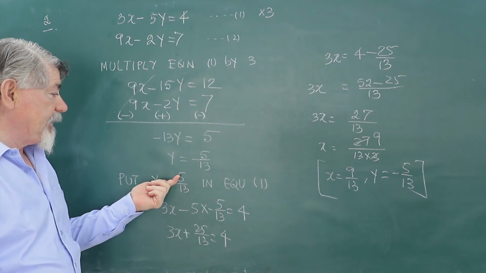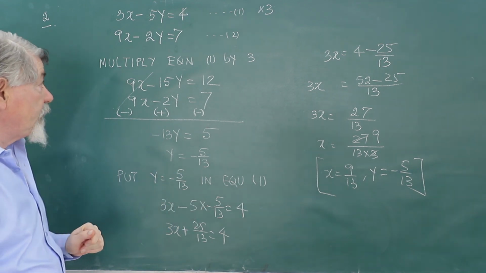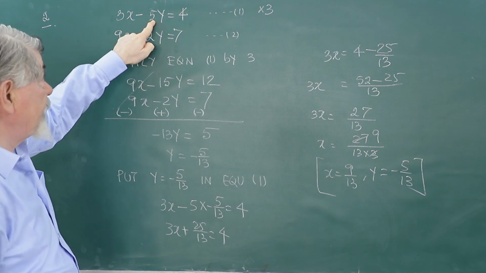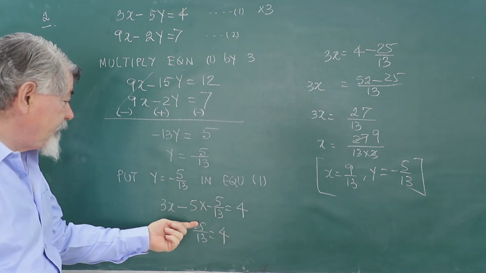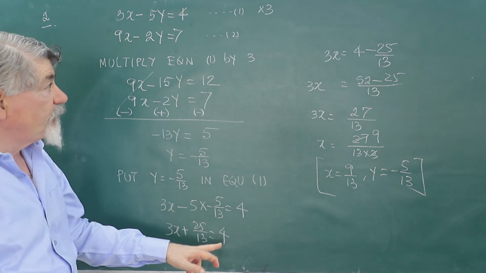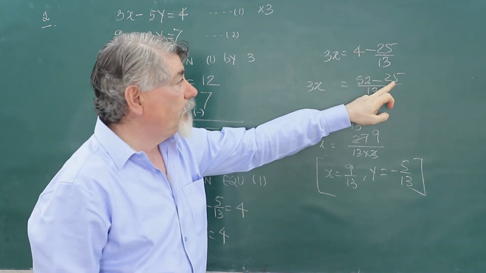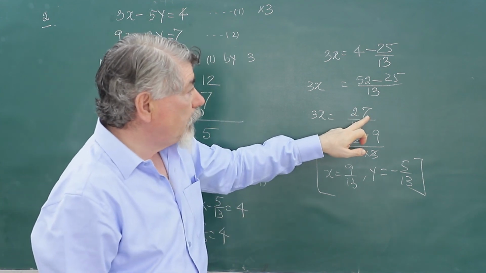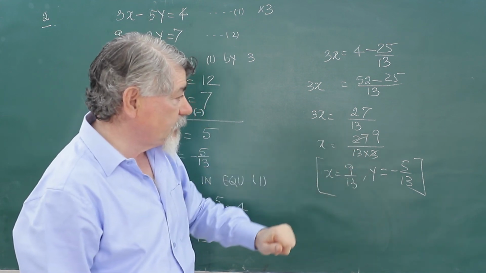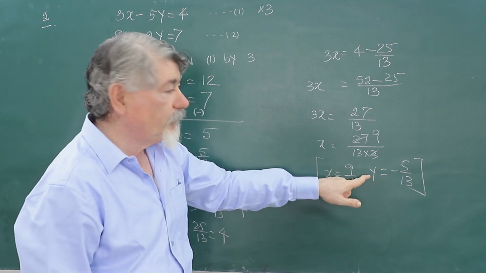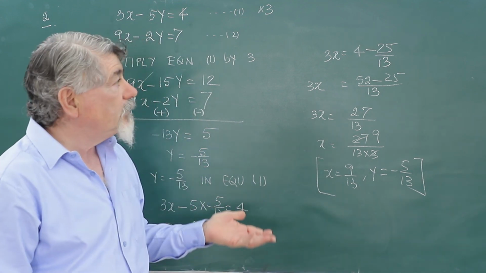Once we have got the value of y as minus 5 upon 13, then we put the value of y equal to minus 5 by 13 in equation 1. What is equation 1? 3x minus 5y. So in place of y I am putting minus 5 upon 13. Minus into minus will become plus. Plus 25 upon 13 is equal to 4, or 3x will be 4 minus 25 upon 13. So we will take 13 as LCM. 13 4s are 52. 52 minus 25 is 27 upon 13, and x will become 27 upon 13 into 3. 3 9s are 27. So x is 9 upon 13. Y is minus 5 upon 13. This I have done with the elimination method. I'll do the next question by cross multiplication method.